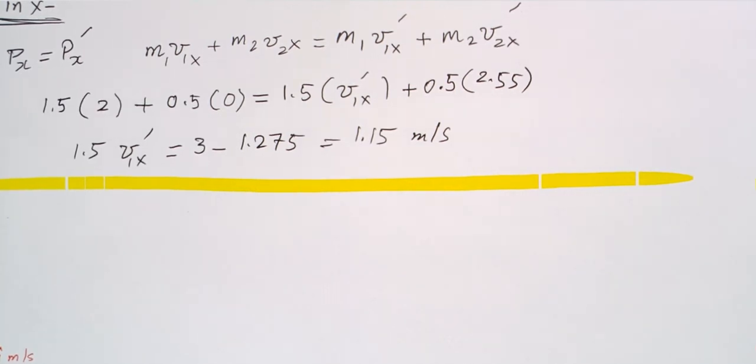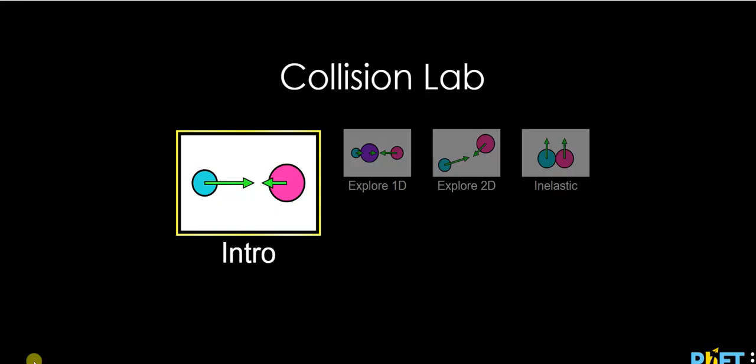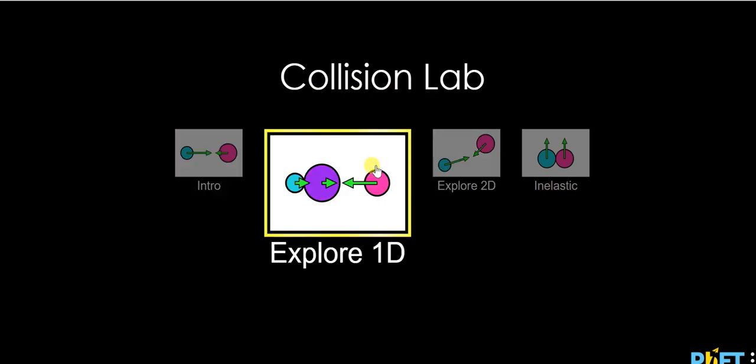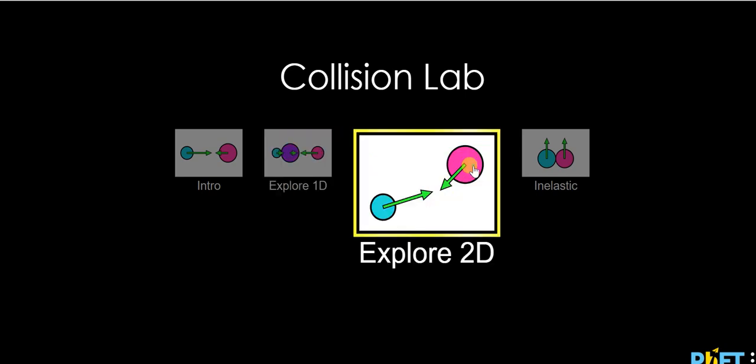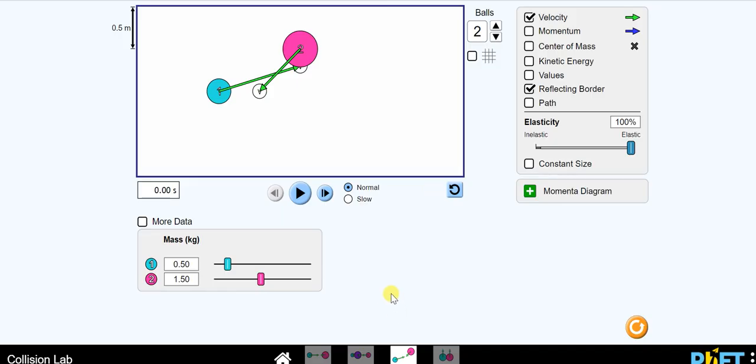a sweet program. I found it on the net. I put it in the content of chapter 9. This is what they call a collision lab. You can have a collision in one dimension. You can have a collision in two dimensions. And you put the mass, you can play with it. You put the mass, you put the speed, and then you put run, so they will collide.